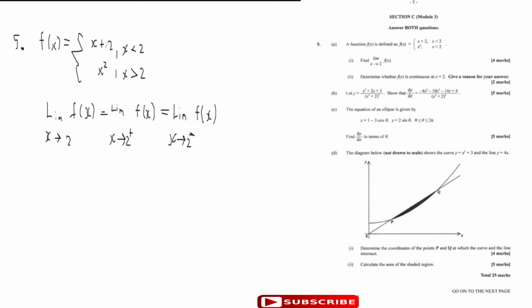Now, when you plug in 2 here, 2 plus 2 is 4. Plug in 2 here, 2 squared is 4. And so the limit as x approaches 2 of f of x is 4. Right? So if you want to put a concluding statement, you say, therefore, the limit as x approaches 2 of f of x must be equal to 4. Nice and easy. That's our concluding statement.